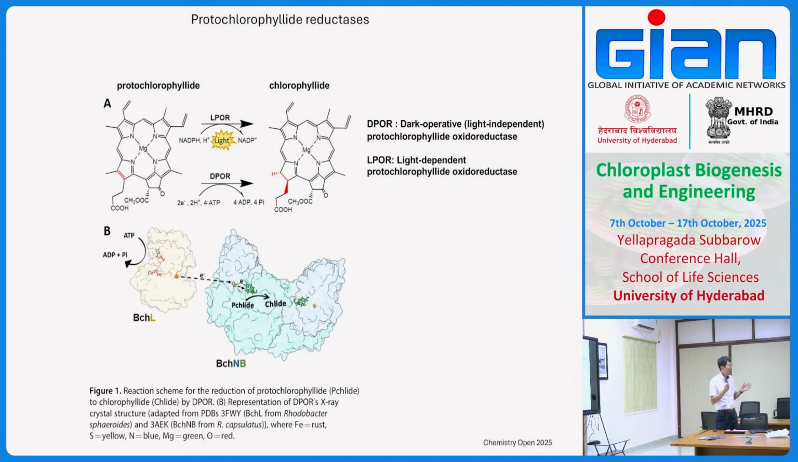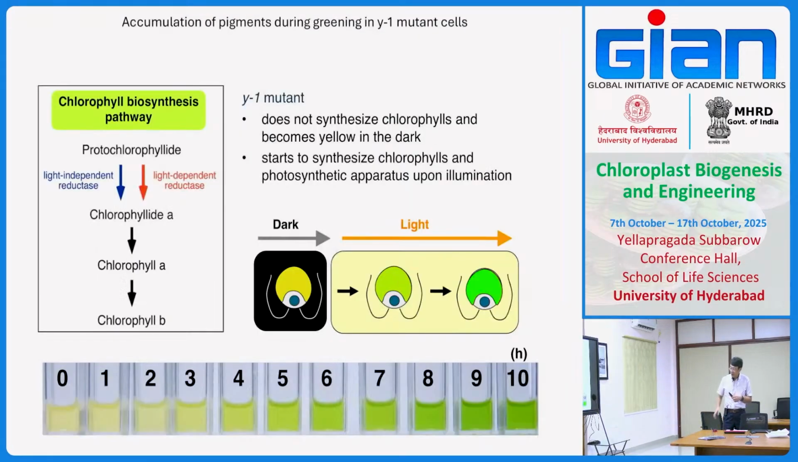But Chlamydomonas is green if grown in the dark, except for the mutant called the y1 mutant, which is deficient in this dark-operative oxidoreductase. That is called y1, yellow in the dark mutant 1. It does not synthesize chlorophylls and becomes yellow in the dark. It starts to synthesize chlorophylls and the photosynthetic apparatus upon illumination, like most vascular plants.